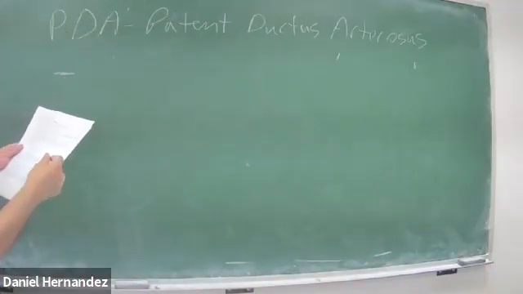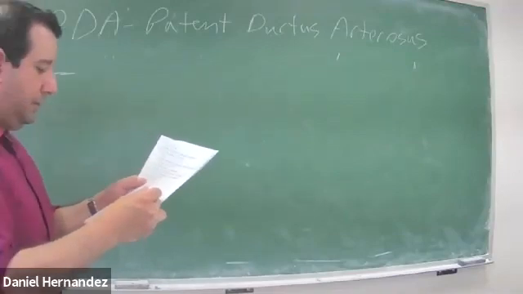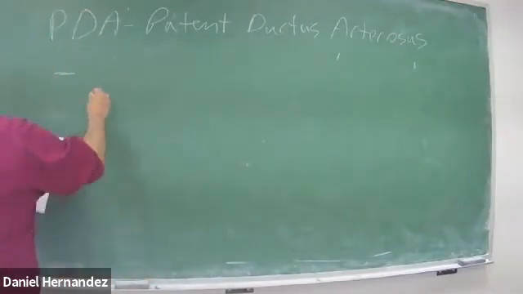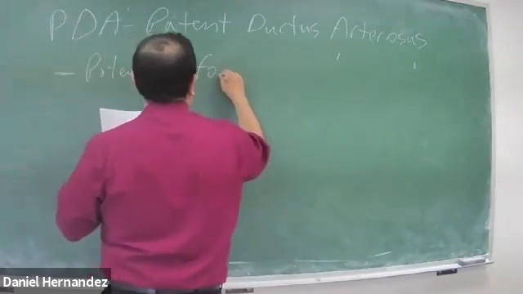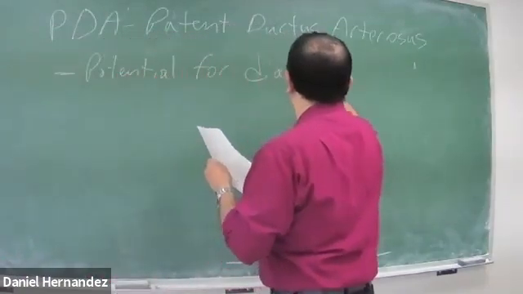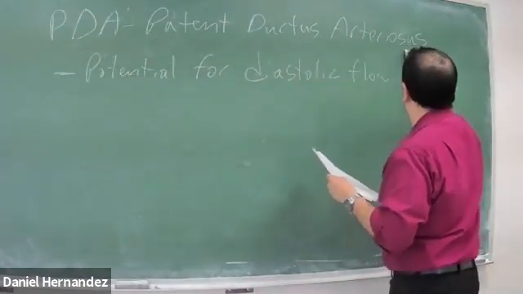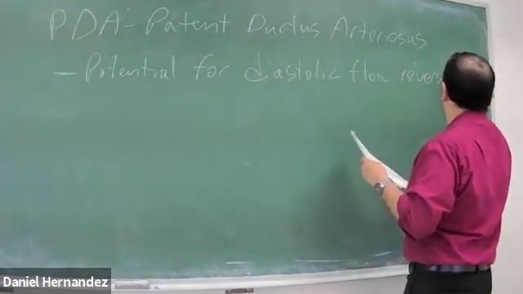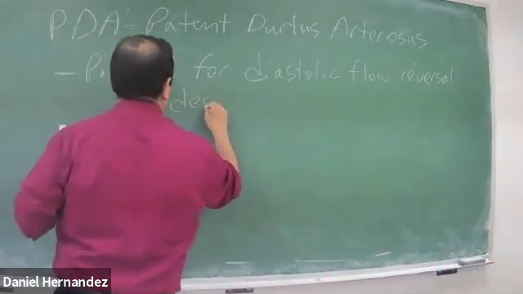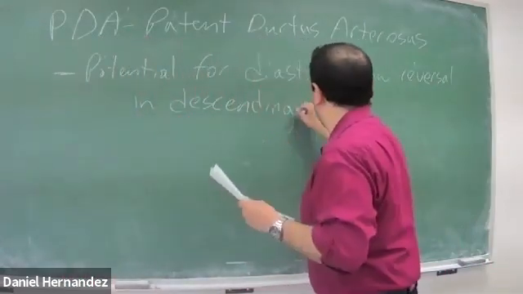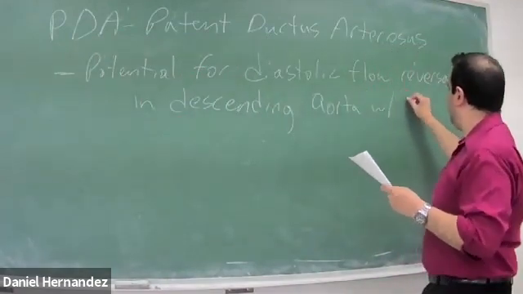With PDA, there's diastolic flow reversal in the descending aorta. So potential for diastolic flow reversal in the descending aorta with PDA.